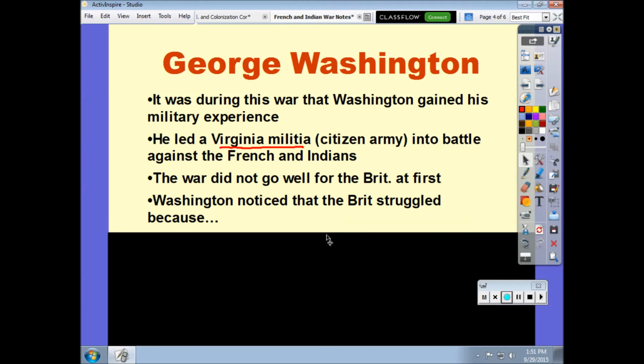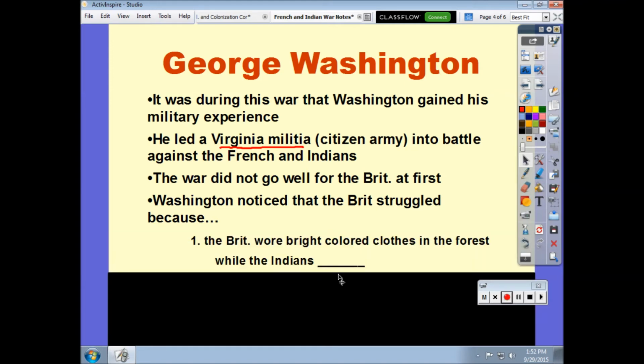They struggle because of their tactics, primarily. They also struggle because of a lack of supplies, at least early in the war, and a lack of men. But the main reason, he says, is that they are walking through the forest dressed in these bright-colored clothes, and it makes them very obvious to the Indians. They stand out. And the Indians, on the other hand, aren't doing that. The Indians are using, we wouldn't call it camouflage at the time, but essentially it is camouflage.